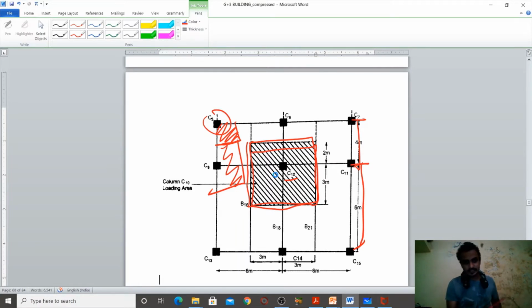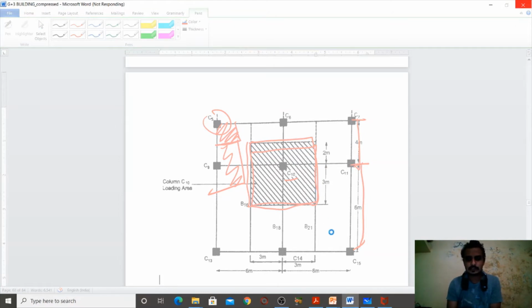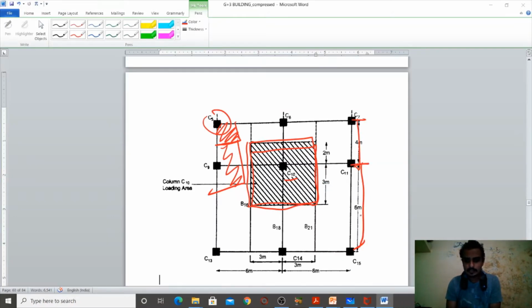Here is the dimension. It's a 6 meter dimension, so 6 by 2 means half, 3 meter. Same for here, 6 by 3 meter, here 3 meter, and here is a 4 meter dimension, so 4 by 2, here also 3 meter, here also 3 meter. So which square is created? It's 6 by 5 meter.